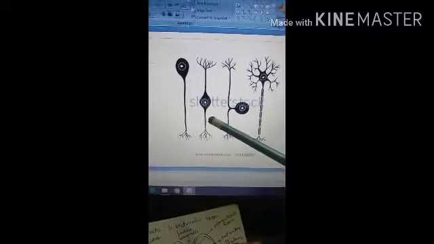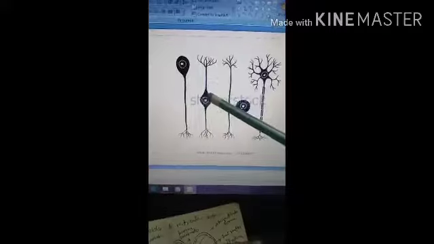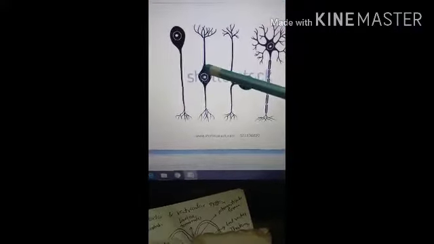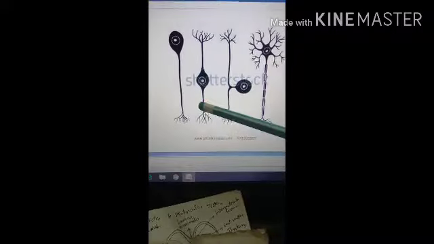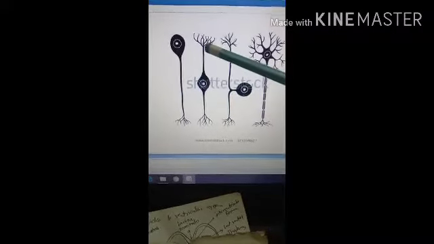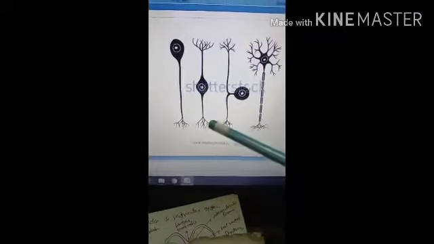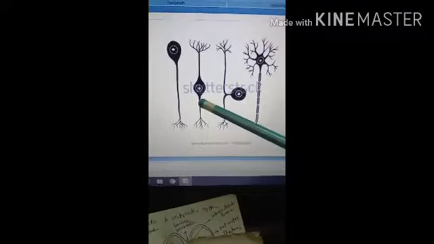Then the second diagram consists of the bipolar type of neuron. In this one there is only one axon and only one dendrite. Here you can see that only one dendrite and only one axon is present. So that is called the bipolar.